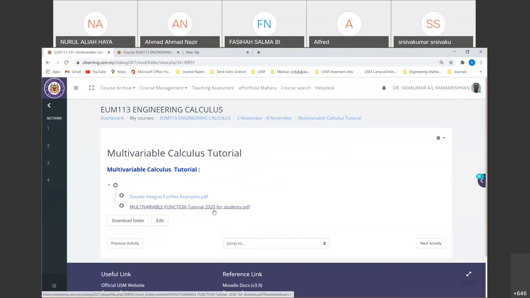Every session, once I finish, I will let you know that certain questions you need to finish and give to your tutor. I'm not saying you need to submit every week; on certain weeks I will say these are the questions you need to finish. In the end, we need to make sure we are able to finish the whole multivariable function topic. The answers will be given, do not worry, but you need to provide the solution. I hope that you all can follow.